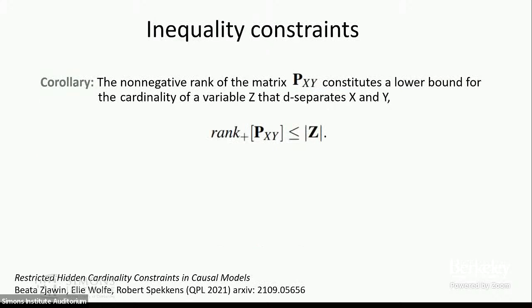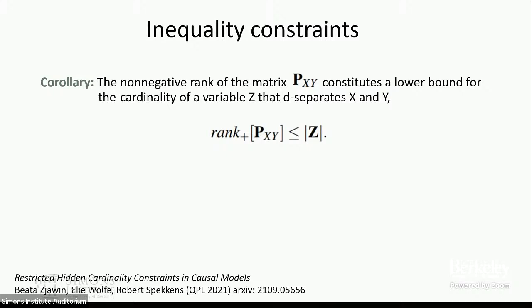And it goes as follows. The non-negative rank of the matrix that describes the probability distribution over variables X and Y constitutes a lower bound for the cardinality of a variable Z that D-separates X and Y. So we have this inequality constraint that again can be used if we have unobserved variables.